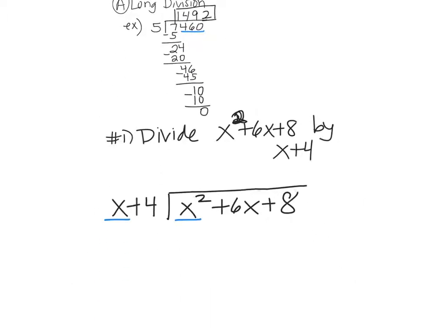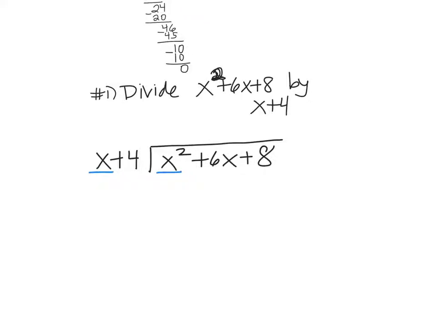That's what we're going to do here. We're going to look at the x and the x squared. And we're going to say, okay, x times what gives me x squared? X, simply x, right? I usually put that over here because that's the x column. It doesn't really matter where you put it up top, okay?